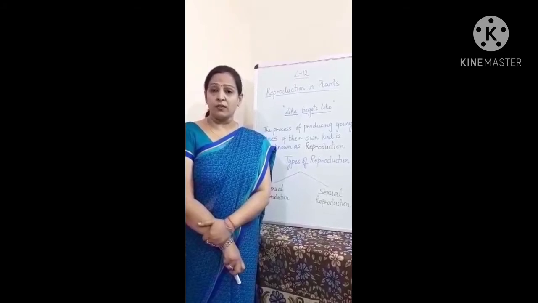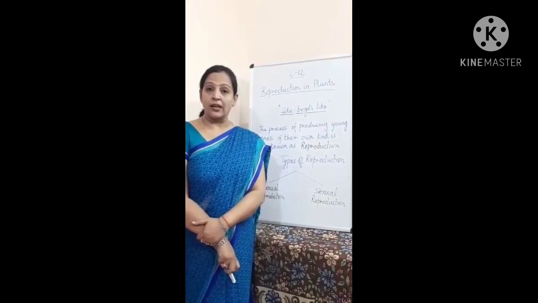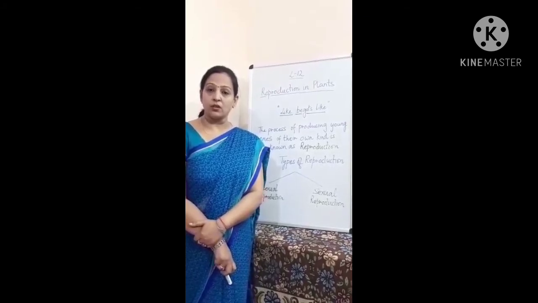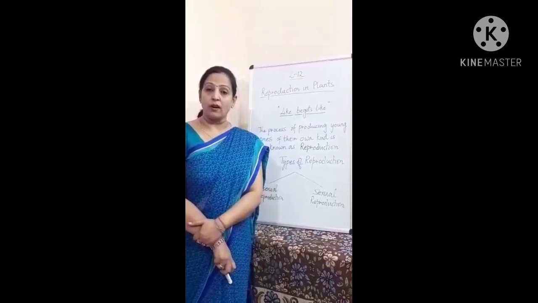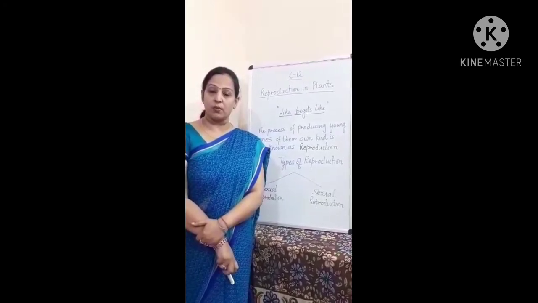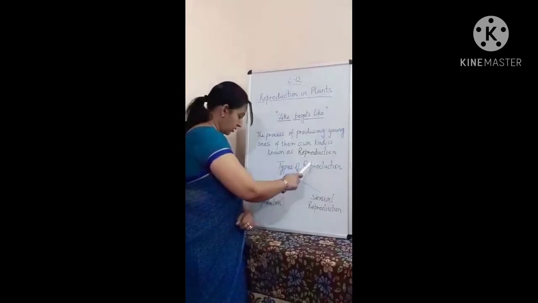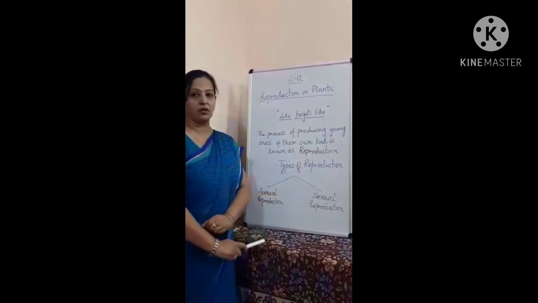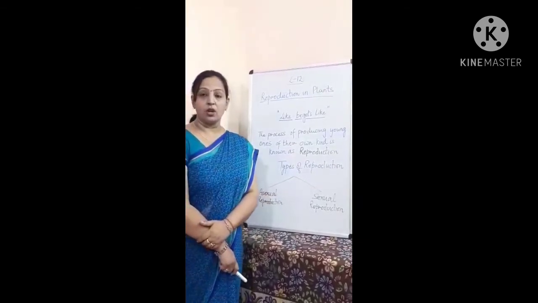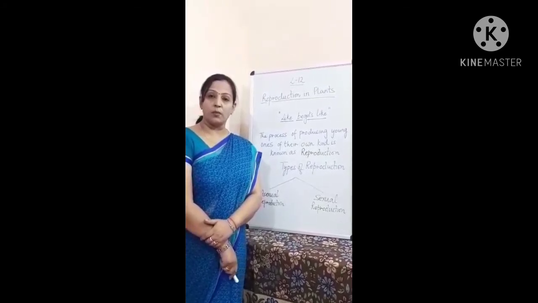There are different ways by which plants reproduce, and in this chapter we are going to study the types of reproduction, or you can say the modes of reproduction. There are two types of reproduction: asexual reproduction and sexual reproduction. In this chapter, you are going to study in detail about asexual and sexual reproduction.